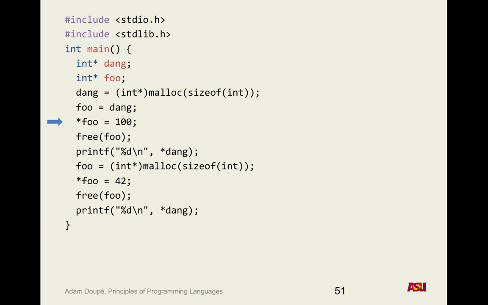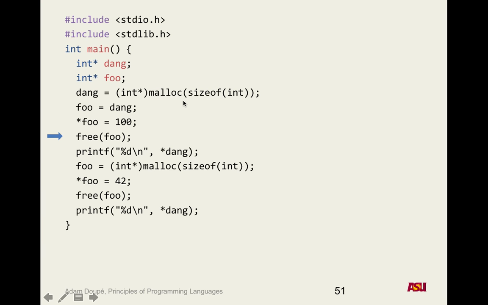Okay, then if we call star foo equals 100, what's this going to do? Set the value at that location to 100. Yeah, so copy 100 into the value associated with star foo, which is the location returned by malloc.